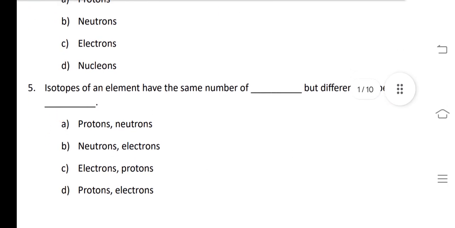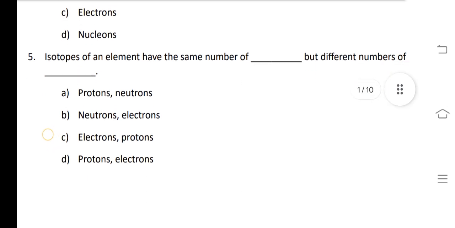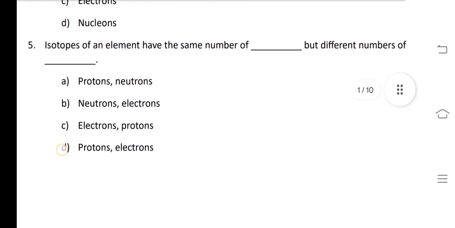Our next question: isotopes of an element have the same number of protons but different number of neutrons. The correct answer will be option number A. We have to match this with the first option, where the blank, the same number of dash, will be substituted by protons but a different number of neutrons.